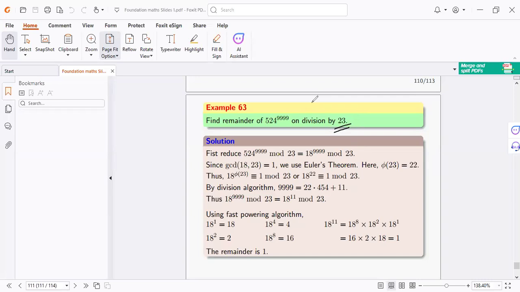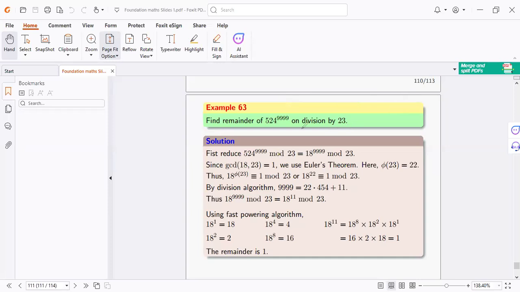The other one, when you find the last digits, if it's the last 3 digits, you're doing it on division by 1,000. That's why you're doing it mod 1,000. If you're finding the last 2 digits, it's the same as finding the remainder on division by 100. If it's the last digit, it's the same as finding the remainder on division by 10. So the way we approach those questions is just the same.